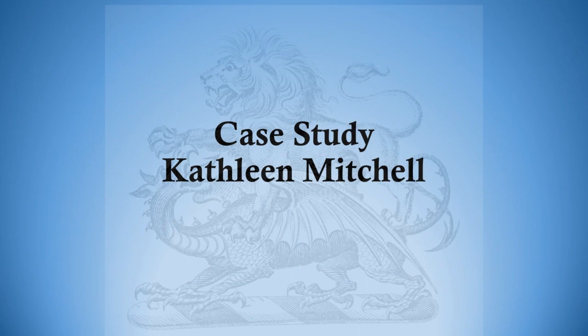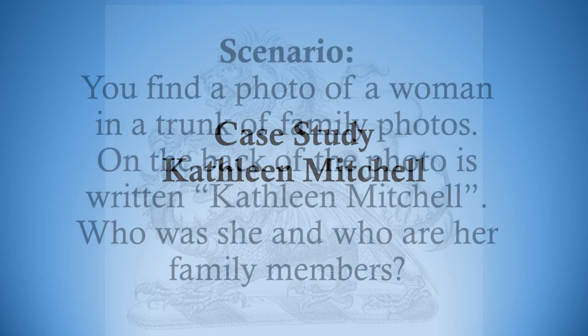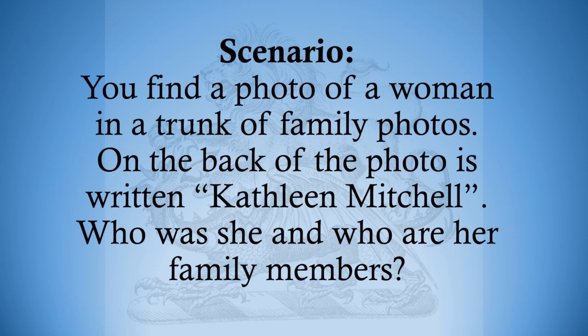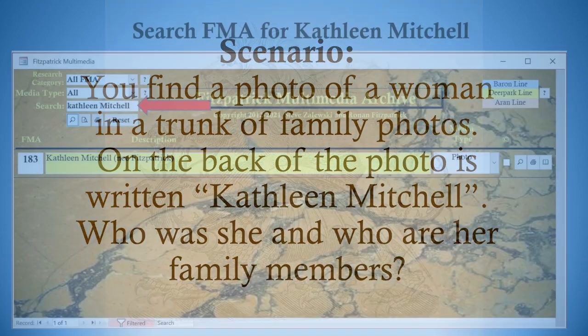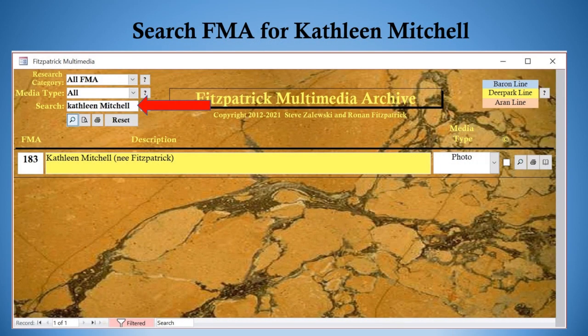We'll now conclude with a case study of Kathleen Mitchell to illustrate what the FMA can add to Fitzpatrick research. Here's the scenario. You find a photo of a woman in a trunk of family photos. On the back of the photo is written Kathleen Mitchell. Who was she and who are her family members? We enter her name in the search field and see an entry for Kathleen Mitchell. Selecting the magnifier for FMA 183 displays the multimedia for this entry.